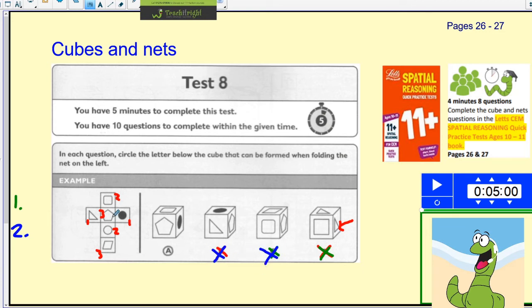Fantastic. So really, certainly for cubes and nets are the ones where I'd want to see everything eliminated to leave you with one answer. There are some question types where you'd eliminate until you spot the correct one, but for these, really, more often than not, I want to see everything eliminated.